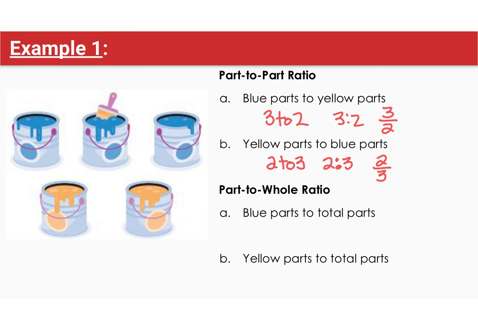Part to whole ratio is the part to the whole amount. So blue parts to total parts. So there are 3 blue parts and a total of 5. So 3 to 5. We could write that with a colon or as a fraction. Yellow parts to total parts. So there are 2 yellow parts to 5 total parts. Once again, with a colon where we say it as "to," or a fraction.